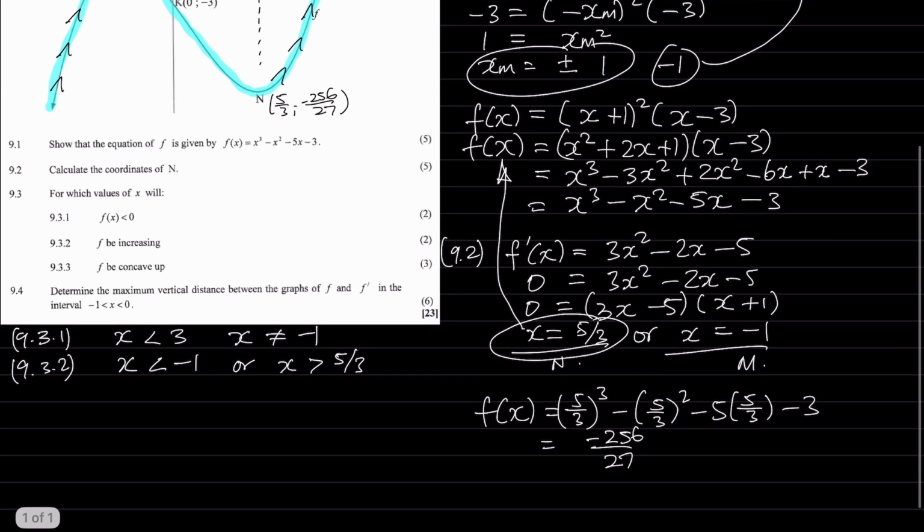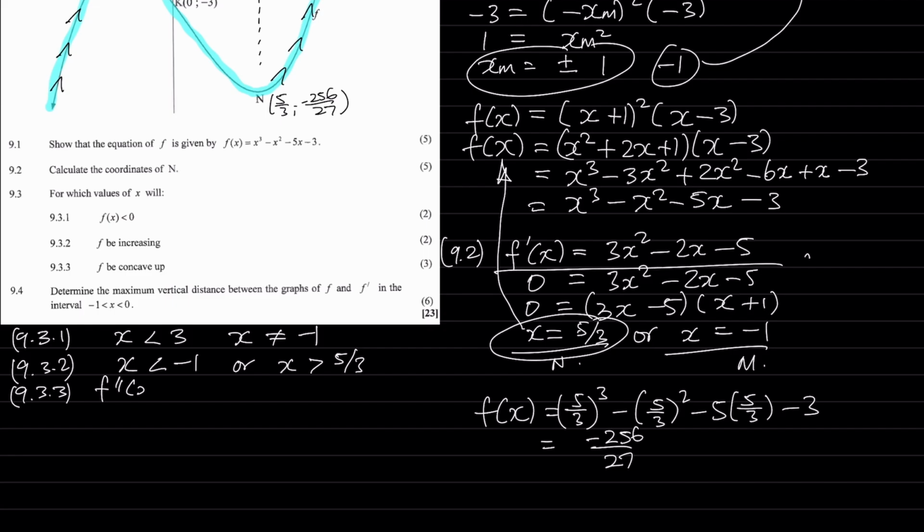Okay, next question, 9.3.3. For which values of x will f be concave up? So if we're talking about concavity, you need to take the second derivative. So we have the first derivative here. Let's take the second one.